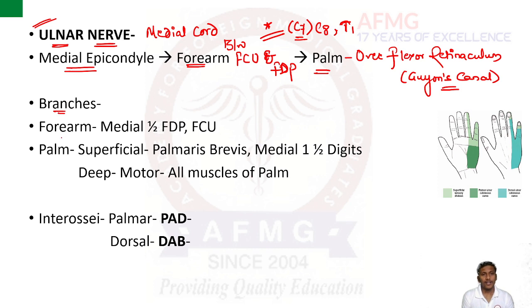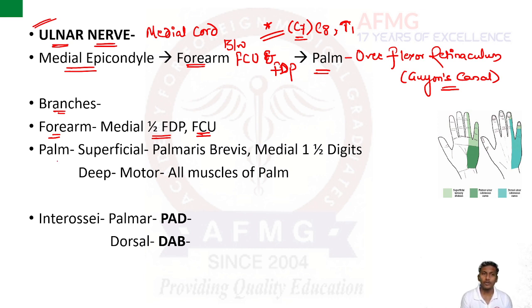Then if I talk about the branches of your ulnar nerve, right? First of all, in the forearm usually the ulnar nerve innervates two important muscles. First of all, it is the medial half of the flexor digitorum profundus. As we saw, the lateral half of the flexor digitorum profundus was innervated by median nerve or the anterior interosseous nerve, whereas the medial half of FDP is innervated by your ulnar nerve. And it also innervates, as the name says, flexor carpi ulnaris.